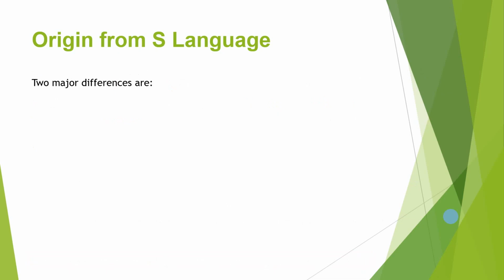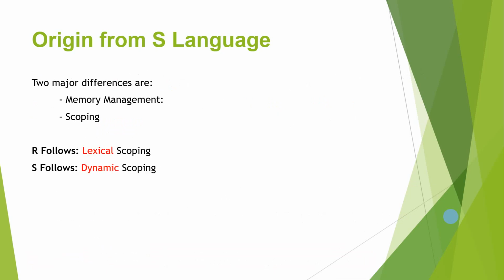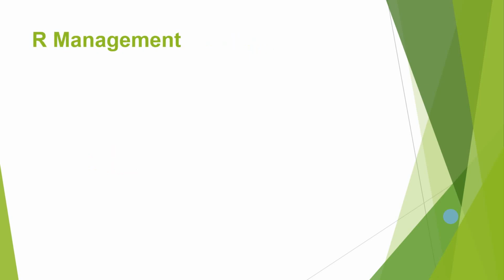Now another difference between S and R: the first difference is memory, the second difference is scoping. Scoping is of two types. R follows lexical scoping, and S follows dynamic scoping. We will cover lexical and dynamic scoping in our actual programming session, when we have live programming. Over there I will tell you what exactly scoping means and the difference between lexical scoping and dynamic scoping. With these two major differences, R is a much better language than S, and it is accepted by a huge community.